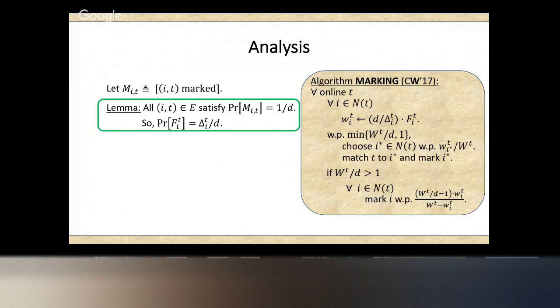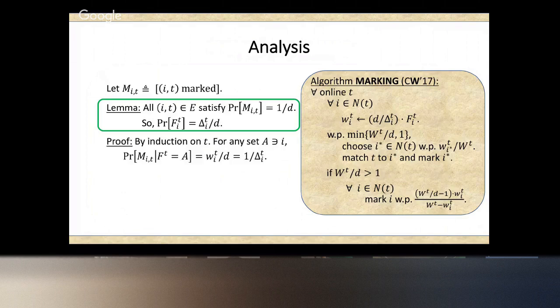Good. So how do we prove this? This is an easy proof by induction. For any set of unmatched vertices A, including I, the probability of the edge IT being marked, conditioned on A being the set of unmarked vertices at time t, I claim is exactly the weight of the edge I divided by D, which is exactly 1 over the residual D.